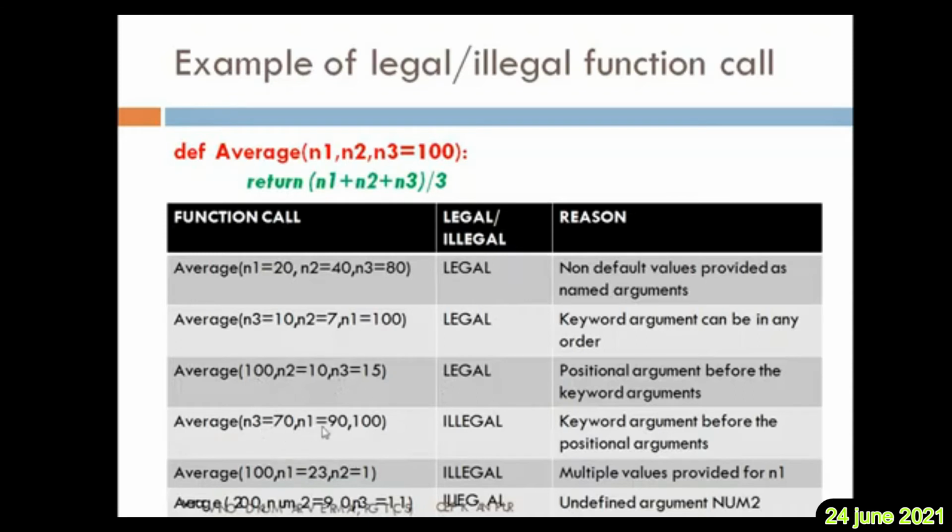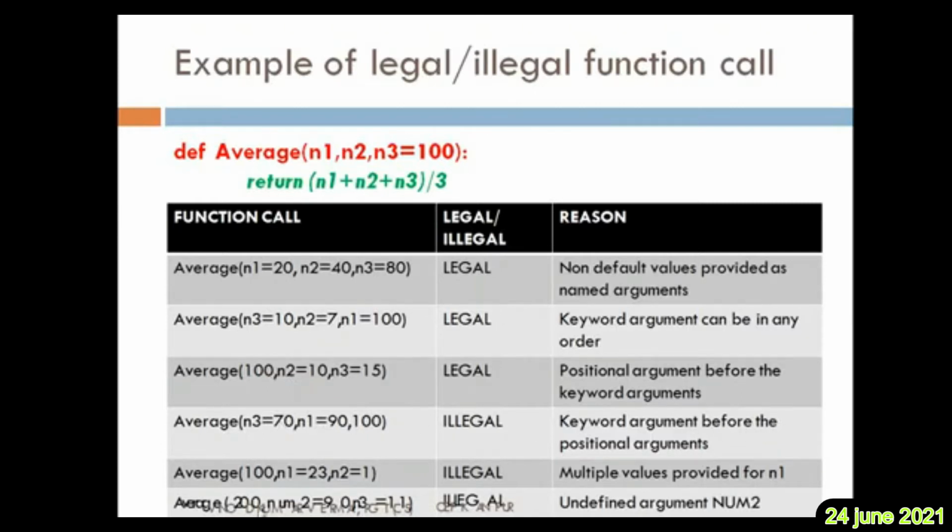Now let us see. n3 is 70, n1 is 90, and here 100. It is illegal. Why? Keyword arguments are before the positional argument. That is the problem. Your positional argument may be before the named arguments, but here your named arguments are before the positional one. Your named arguments must be after the positional, but here they are before the positional. That's why they are illegal.